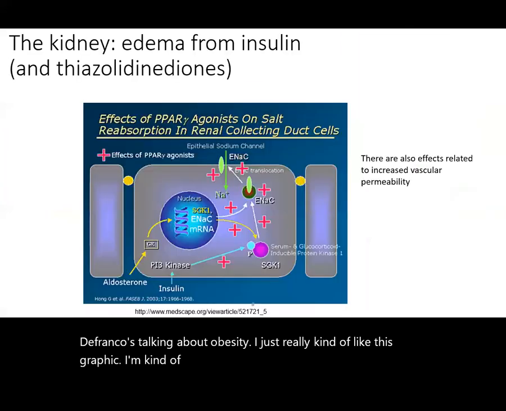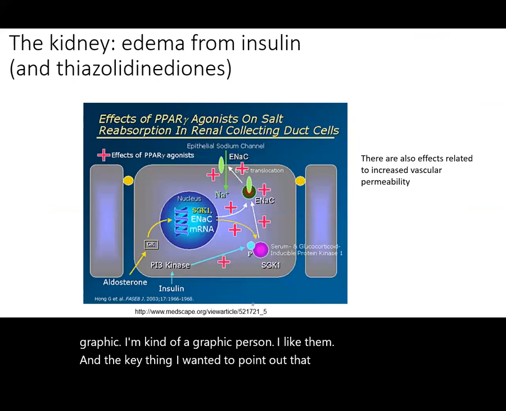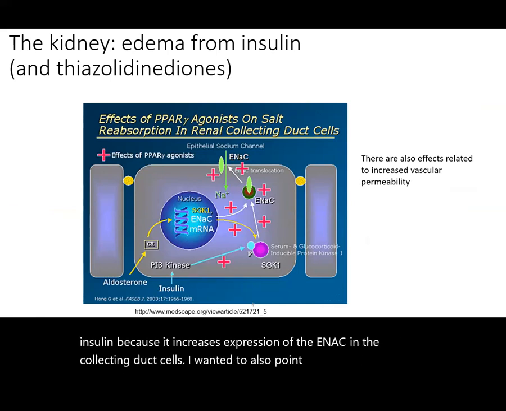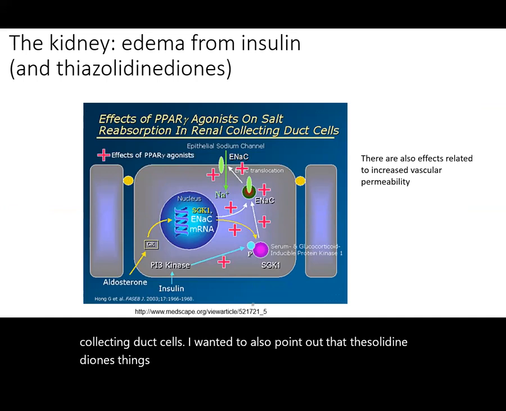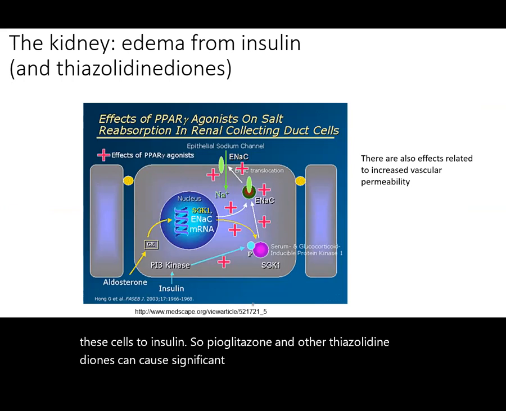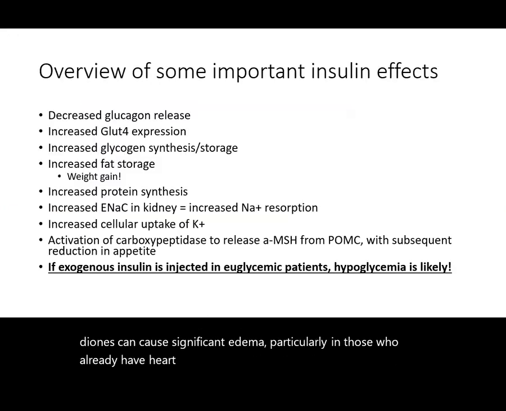I like them. In the kidney, I wanted to point out that we get edema from insulin because it increases expression of the ENaC in the collecting duct cells. I wanted to also point out that thiazolidinediones, things like pioglitazone, really enhance the sensitivity of these cells to insulin. So pioglitazone and other thiazolidinediones can cause significant edema, particularly in those who already have heart failure.